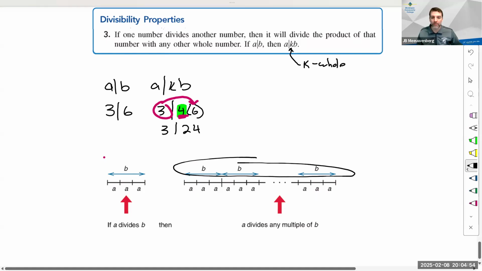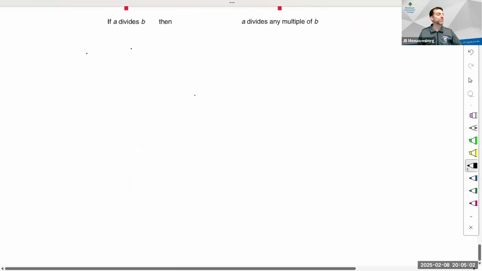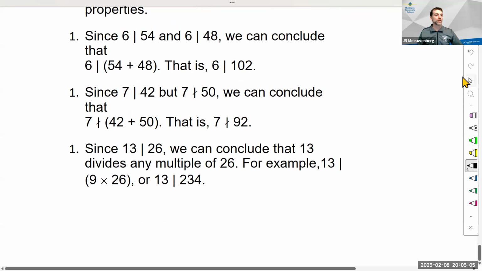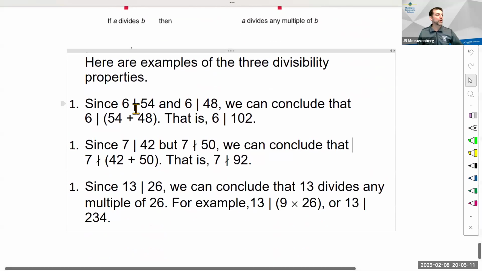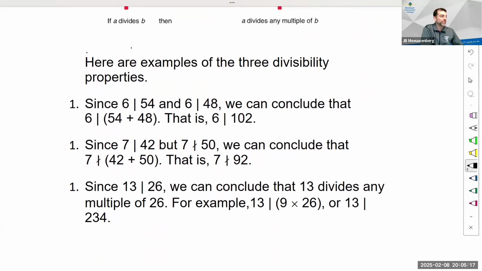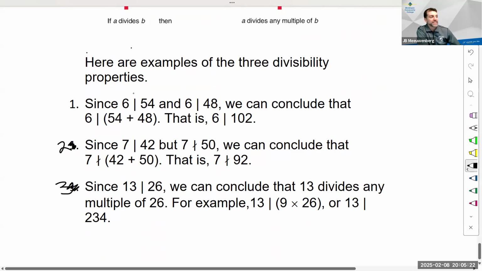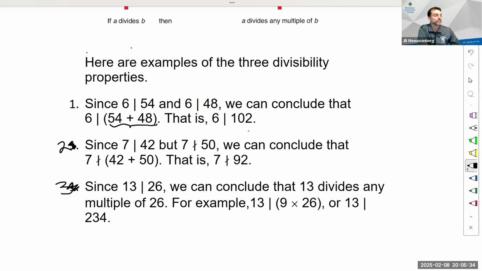So here are just a few more examples that illustrate each of those 3 properties, just to give you some other numbers. So let me make this fit just a little better. Since for property 1, and these are not numbered appropriately, this is 2, and this is 3. Since 6 divides 54 and 6 divides 48, we can conclude that 6 divides whatever 54 plus 48 is, 102. So 6 would divide 102.